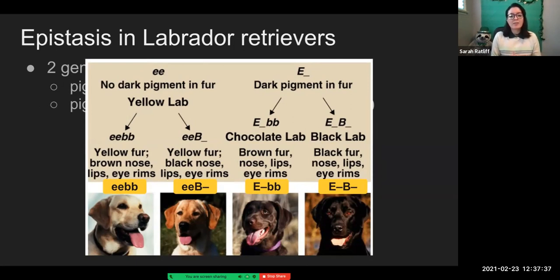But what happens when we have lots of pigment? That dominant capital B. That's where we get our black labs. Black fur, black nose, black lips, black eye rims. So there's sort of a little bit of a spectrum here, but it's all determined by whether or not there is pigment. Once we determine if there is pigment, then how much, based on the dominant and recessive alleles there. I know that was really complicated and it's a lot. We will continue to review, repeat, whatever we need to get down epistasis.